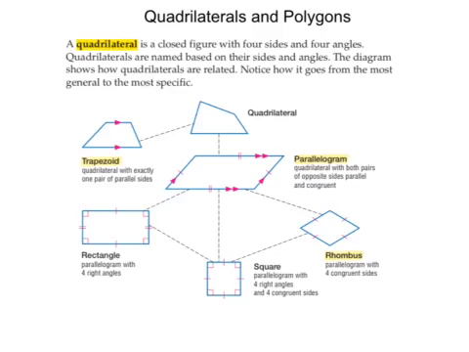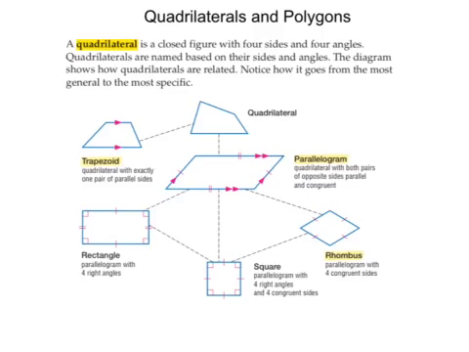Notice how it goes from the most general to the most specific. So the first is just being a quadrilateral. That means it has four sides. I'm going to go ahead and go all the way down, and then we'll talk about the trapezoid towards the end. The next most generic way of doing a quadrilateral is a parallelogram. A parallelogram is a quadrilateral with both pairs of opposite sides being parallel and congruent. Okay, so that's one type of quadrilateral.